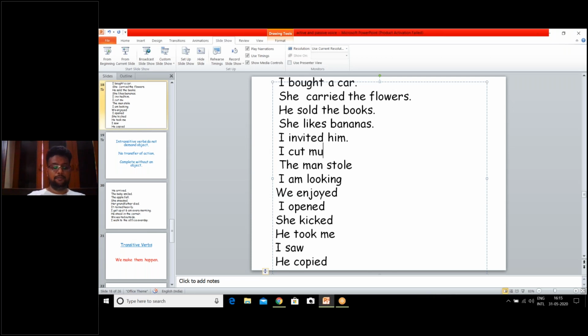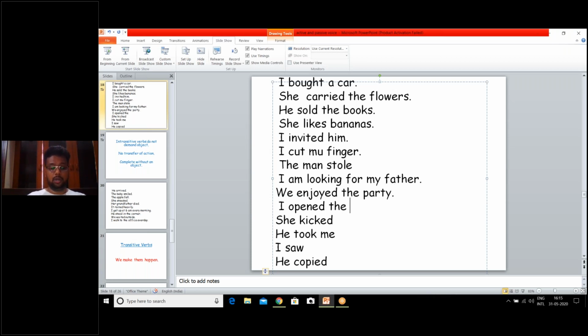I cut my finger. You cut what? What did you cut? I cut my finger. So you can see here, all these sentences were incomplete. So which verb do we have here? We have transitive verb. I am looking for my father. We enjoyed the party.